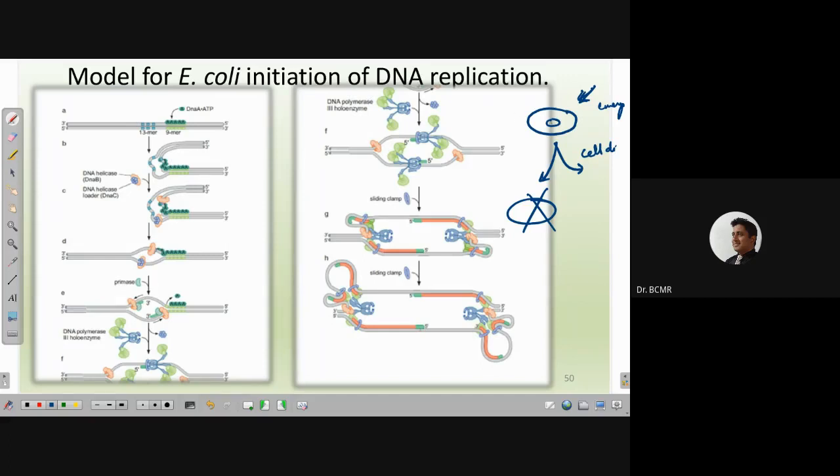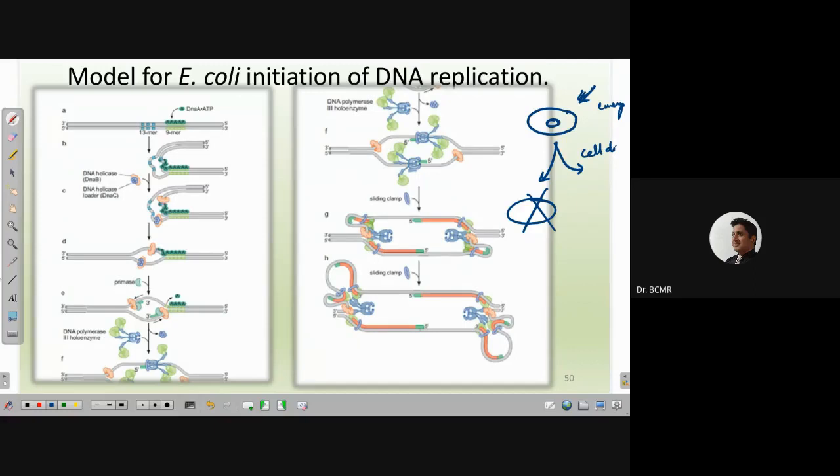And at the same time, replication should not have occurred because it's consumption of energy, which is in short supply at this stage. So the replication should be highly regulated and should happen only at stipulated times so that it does not impose any problem onto the cell.